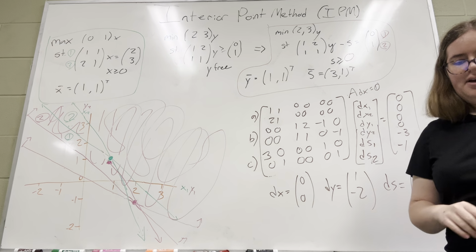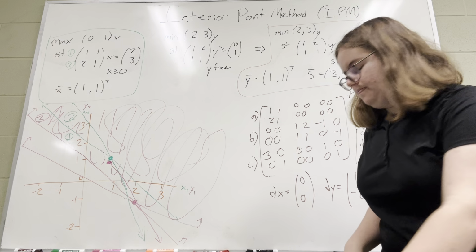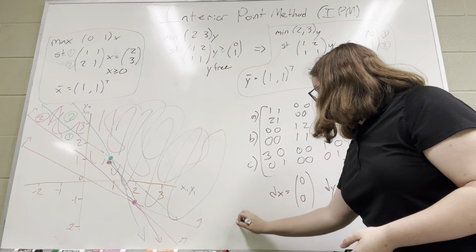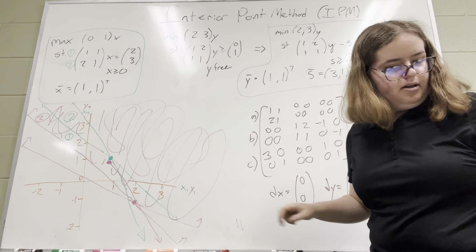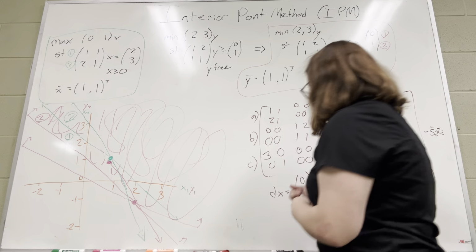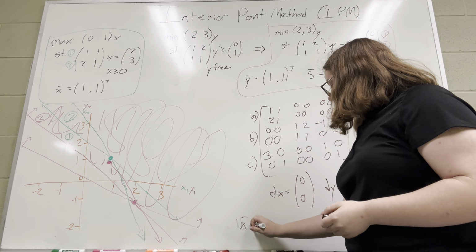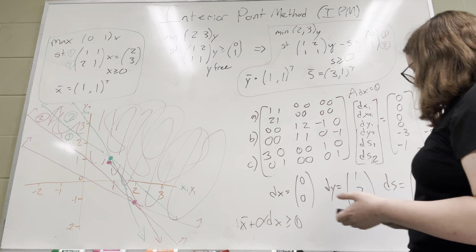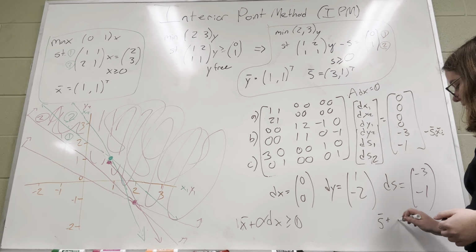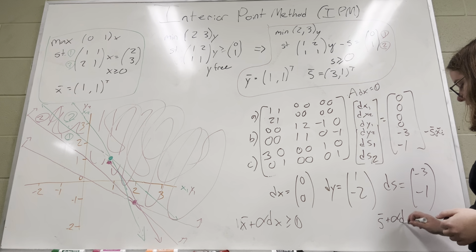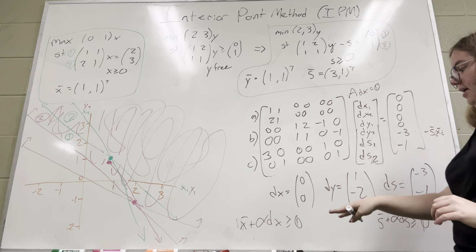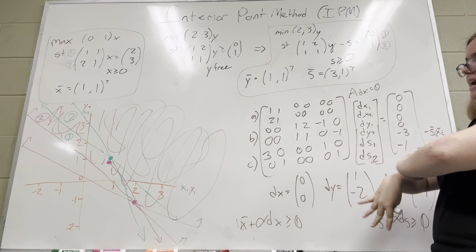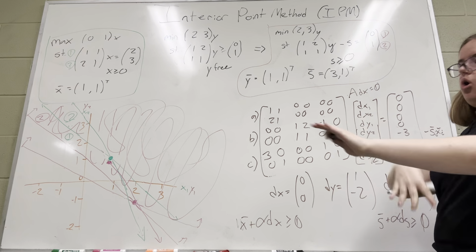We have to figure out alpha, so that we want to find x bar plus alpha dx greater than or equal to 0, so it's still feasible. And we also want to find s bar plus alpha ds greater than or equal to 0. So again, it's feasible for the dual. Remember, y is free, so we actually don't care about y at all, because we've already made sure it's feasible in here, and it has no non-negativity constraints anywhere. So we want to find an alpha such that this is true and this is true.